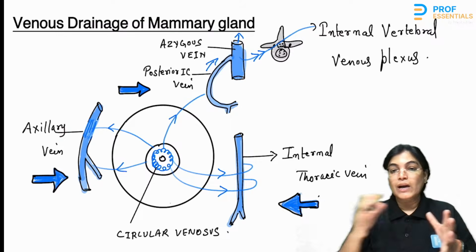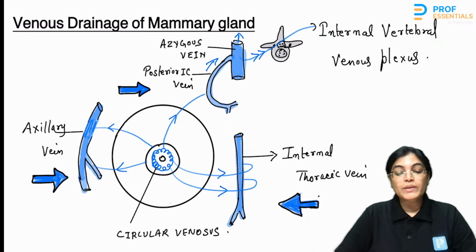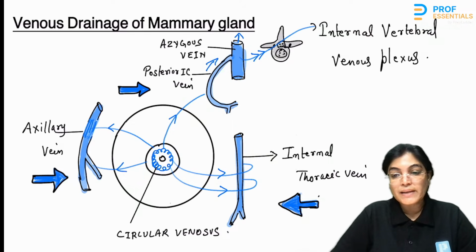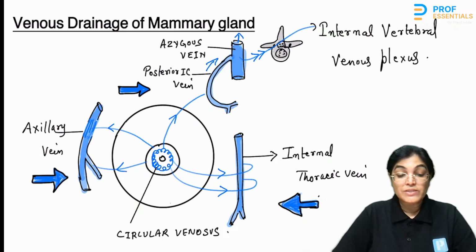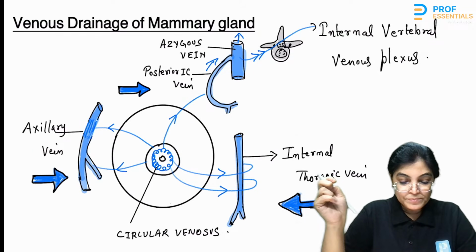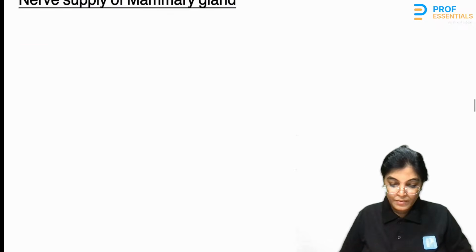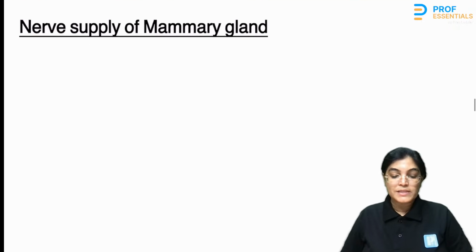Now we have completed the arterial supply, we have completed the venous drainage, and next we have to know about the nerve supply, and then we will study the lymphatic drainage. Lymphatic drainage separately also comes in the exam. So all of you, please let me know. Okay, now let's draw another image, that is the nerve supply. The next thing I want to explain is the nerve supply.